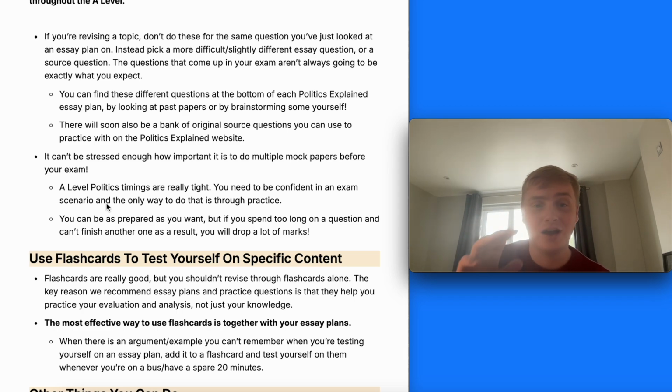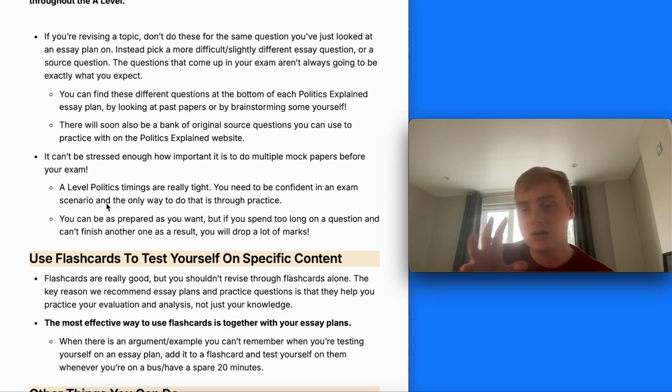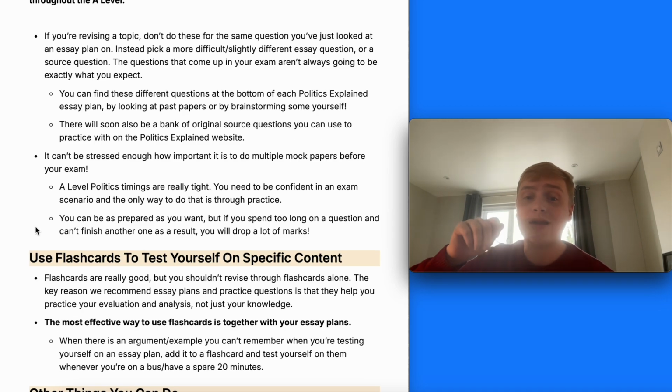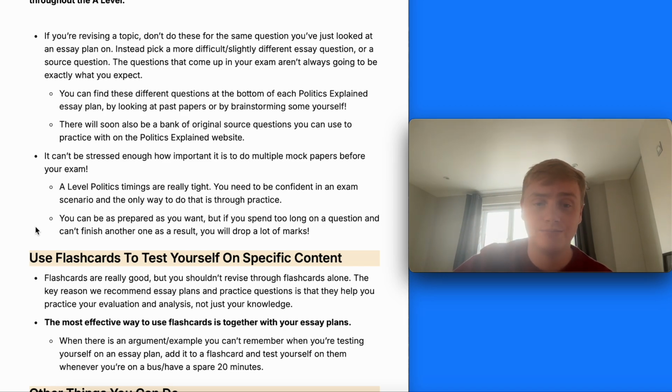It can't be stressed enough how important it is to do multiple mock papers before your exam. A-level politics timings are really, really tight. You need to be confident in an exam scenario, and the only way to do that is through practice and working out what timings work for you and how long you have to spend on each question. You can be as prepared as you want, but if you spend too long on one question and can't finish another one in the final exam as a result, you're going to drop a lot of marks.